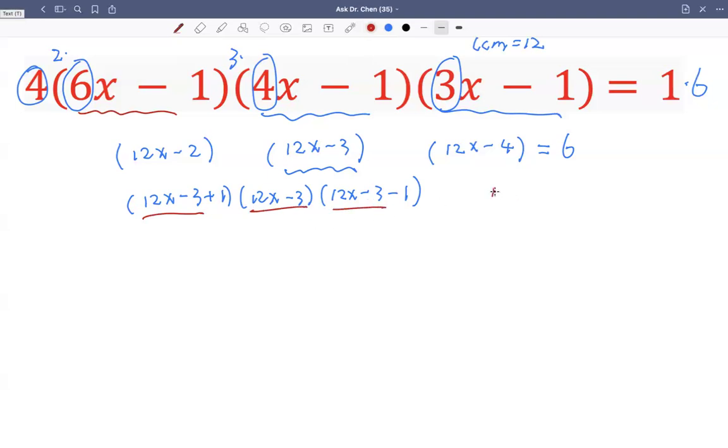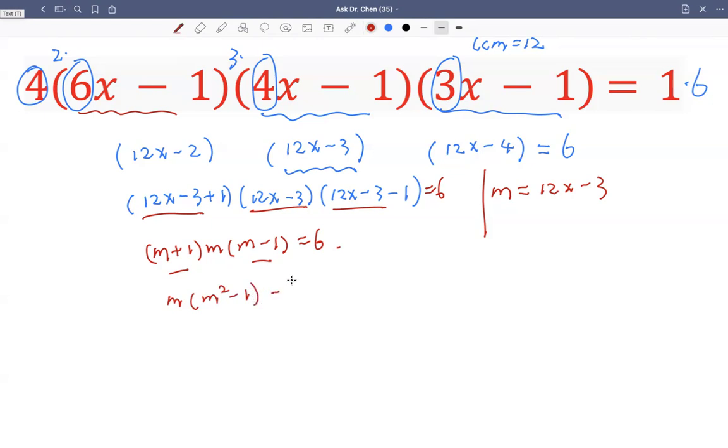So let's see. Maybe we'll call m equals 12x minus 3. So that equals 6. Then the equation becomes m plus 1 times m minus 1 equals 6. Then this one, difference of 2 squares. So m times m squared minus 1. Well, let's put 6 on this side. Then we have m cubed minus m minus 6 equals 0.